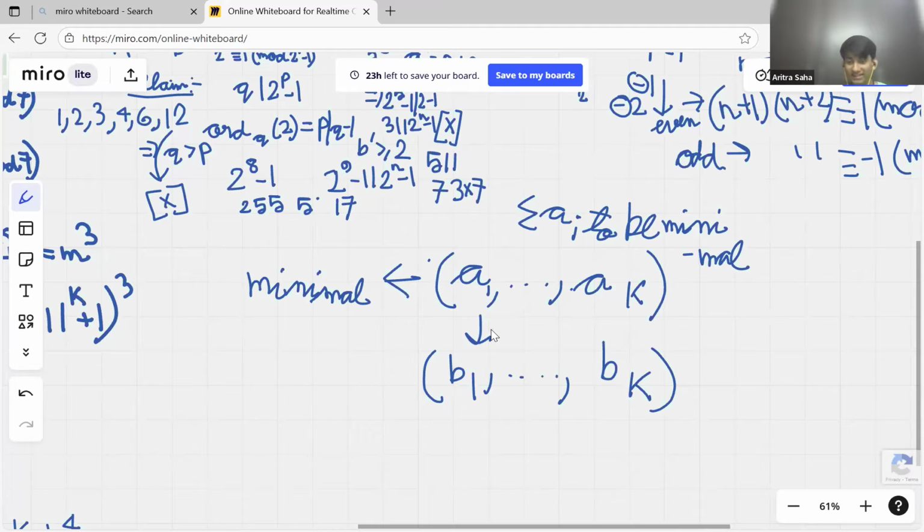And if you show that there exists a solution with summation of VIs less than summation of AIs, then your assumption is wrong. So you have a contradiction. So this is the main idea of infinite descent. It's not as hard as I said here.